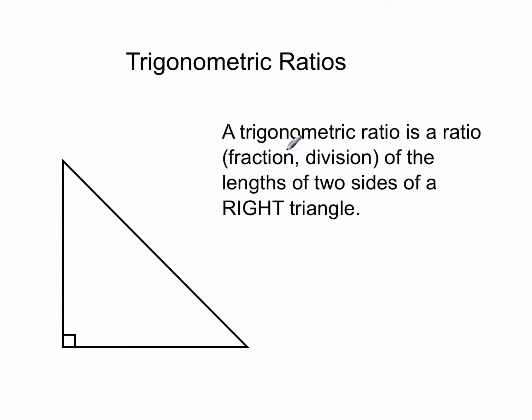So what is a ratio? Well, a ratio is a fraction or division. Anytime you do one of those things, you're creating a ratio. And a trigonometric ratio, so trigonometry means we're talking about angles and side lengths of a triangle, is a ratio that deals with side lengths of a triangle.